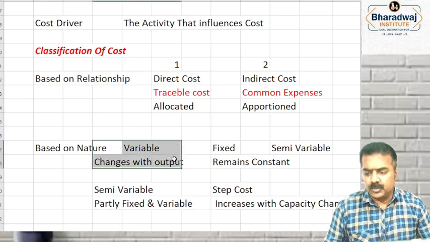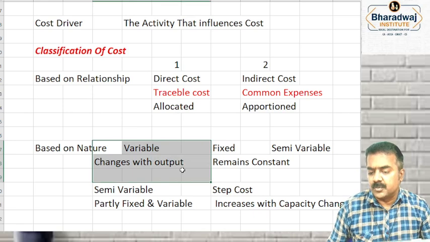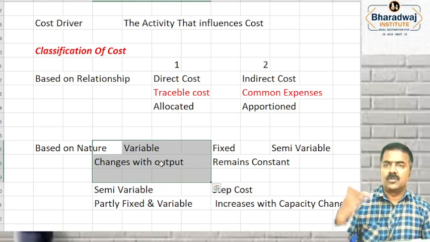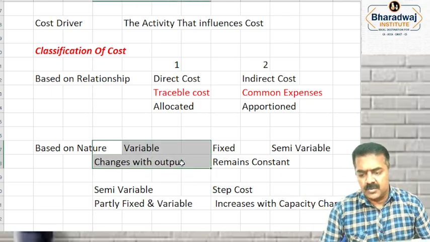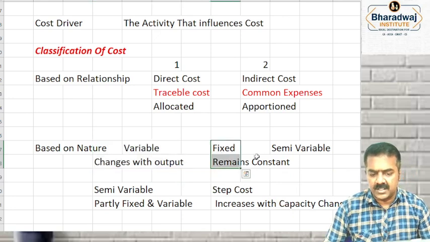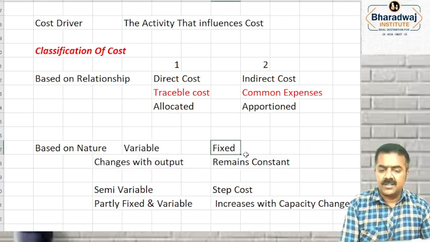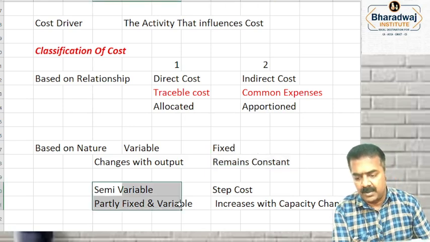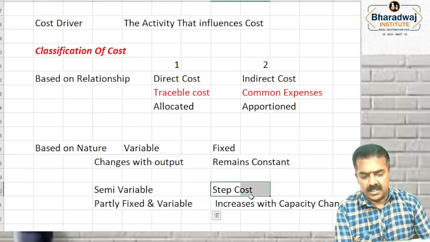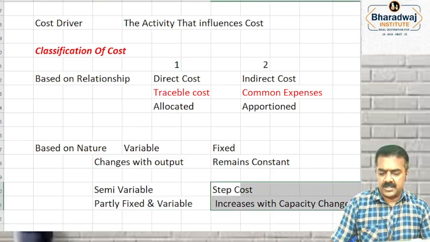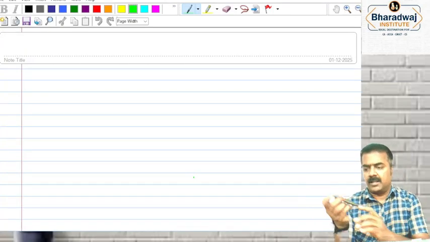Okay. So whatever changes with output, we call it as which one? Variable cost. What is output? It can be sales or production or number of units. So whatever changes with output, we call it as what? Variable cost. What is fixed cost? Whatever remains what? The same. Total cost remains the same. Semi-variable cost, partly fixed and what? Partly variable. Step cost increases with what? Capacity change. Let us go for a diagrammatic explanation.